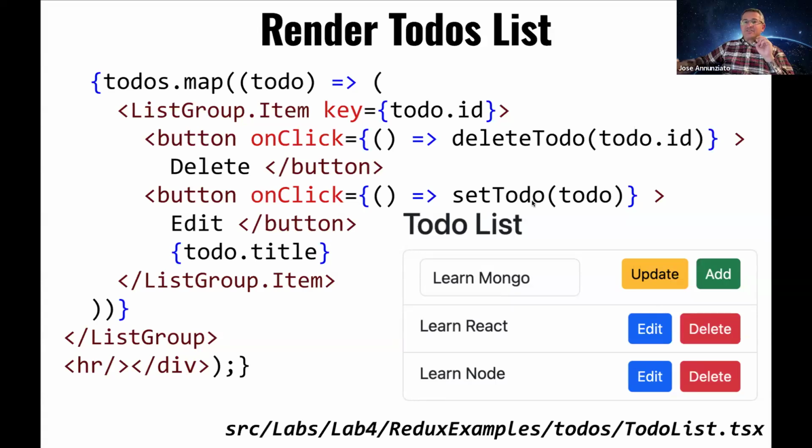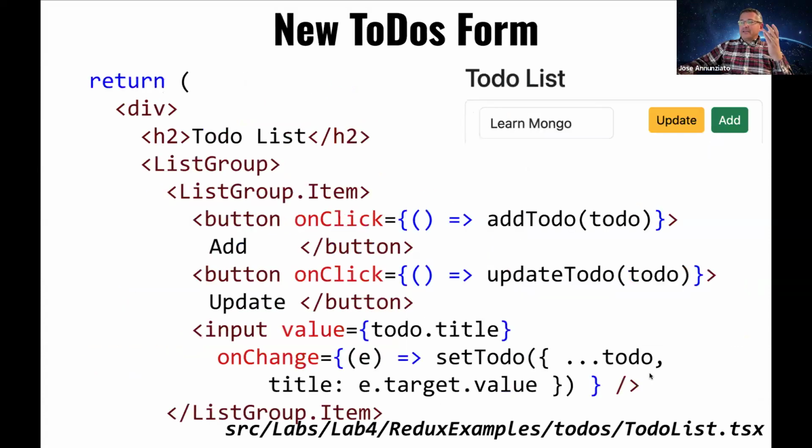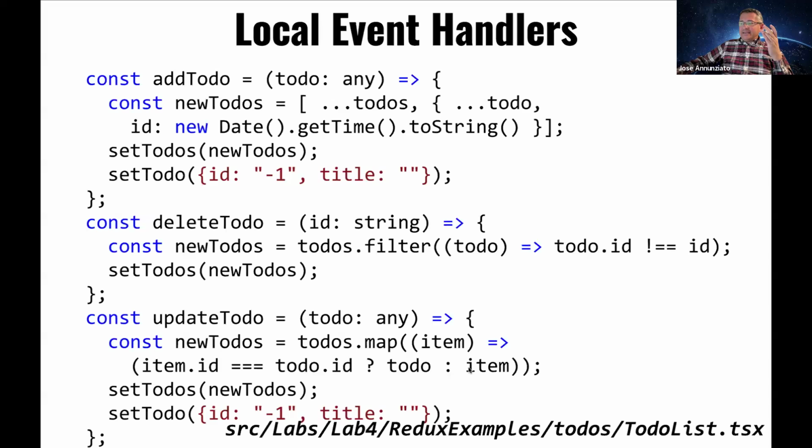Or this set to-do allows you to, what it does is that it copies that particular to-do, if you edit, it will copy it into the to-do state variable, so I can edit it and then click on update. Now that will have an ID, a valid ID now, not -1. It will have the ID of the actual to-do that I clicked on to edit, so that when I call the update, that ID makes sense.